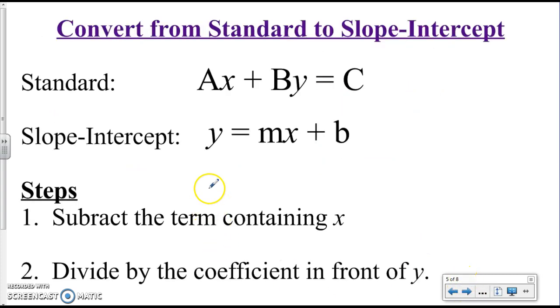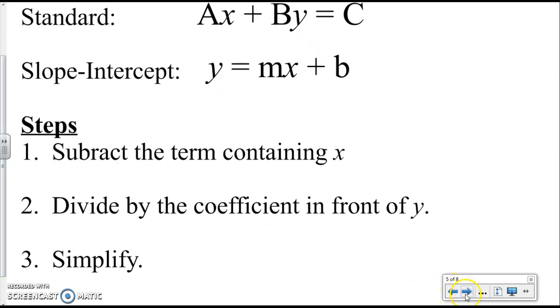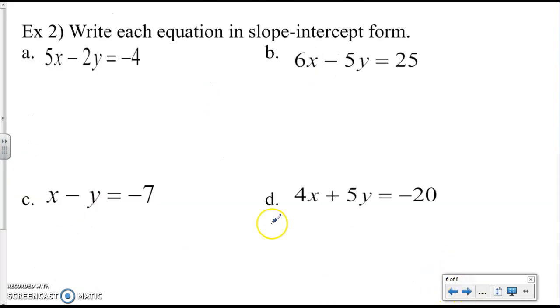Okay. The next step, we are going to convert from standard form to slope intercept form. So standard form has x and y on the same side and my constant on the other side. For slope intercept, we need to get the y by itself. So we're going to move the term containing x. We're going to typically subtract it. Divide by the coefficient, the number in front of the y, and then simplify it. Okay, so those are our steps. Helps to see them.